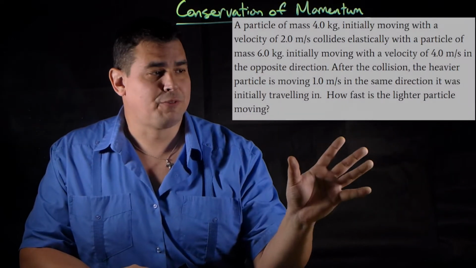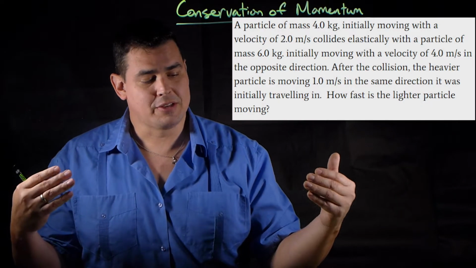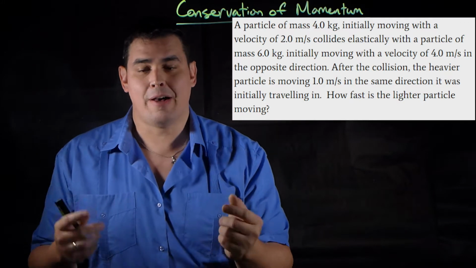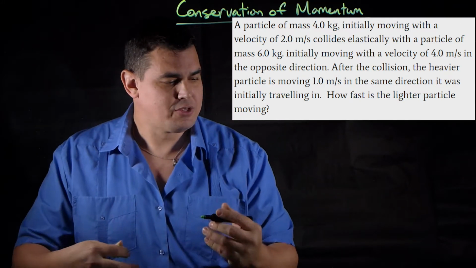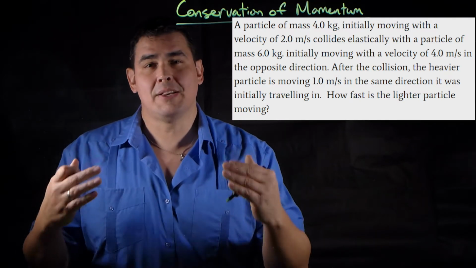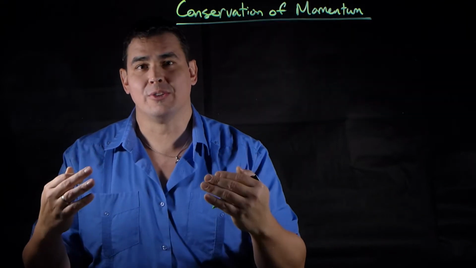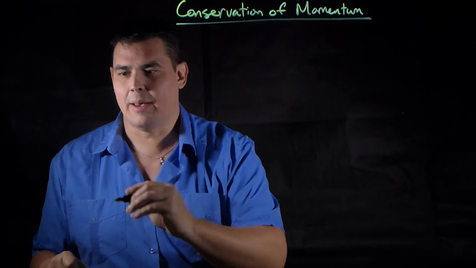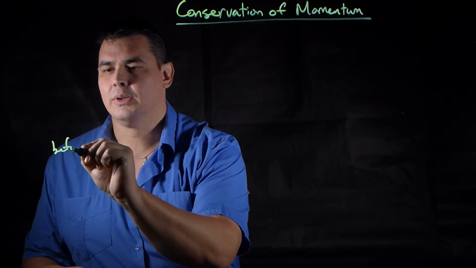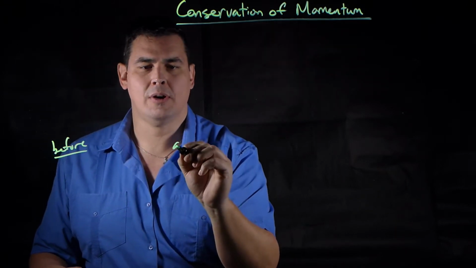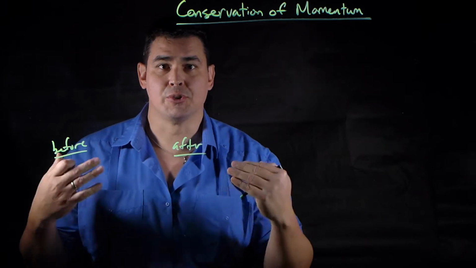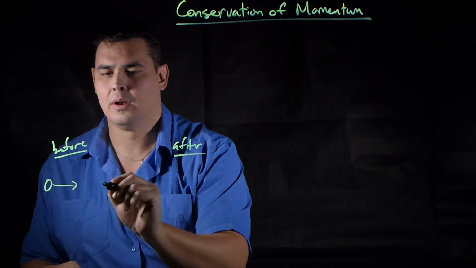Okay, so here's your first example. I have these two things that are going to crash into each other, and I want to know how fast one of them is going afterwards. So let's draw this out. The best way to solve these is to draw it out. Draw before and after. It doesn't have to be art, but draw it out so you're not just solving equations. You can see what's happening. So I'm going to draw a before and an after picture so that we can look at what's happening.